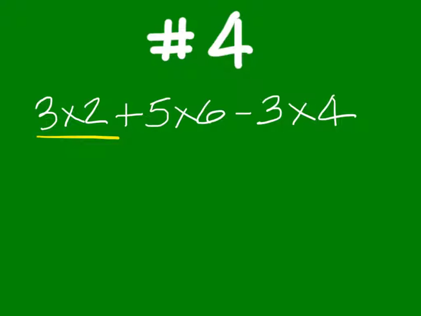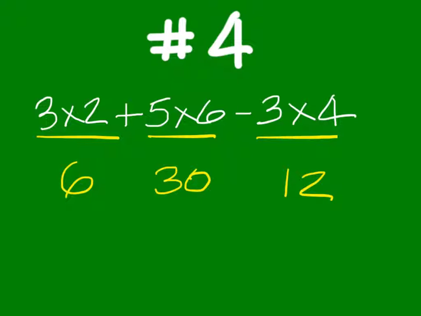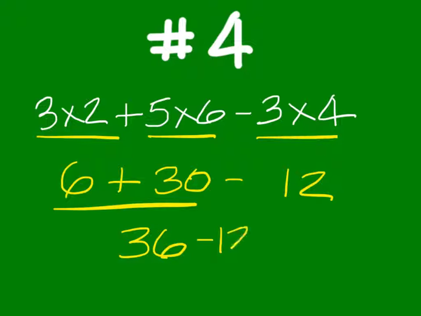You have to do 3 times 2 first to get 6. And then 5 times 6 to get 30. 3 times 4 to get 12. Now go left to right to get 36. Minus 12 is 24.